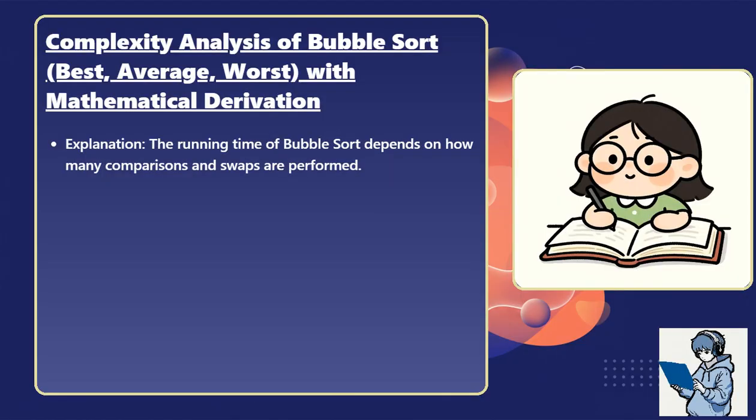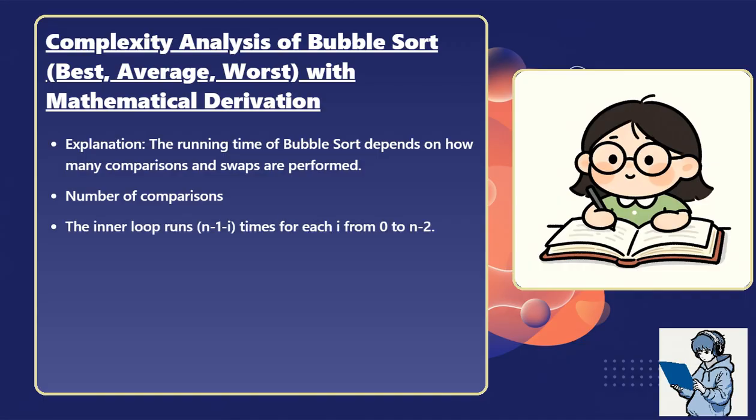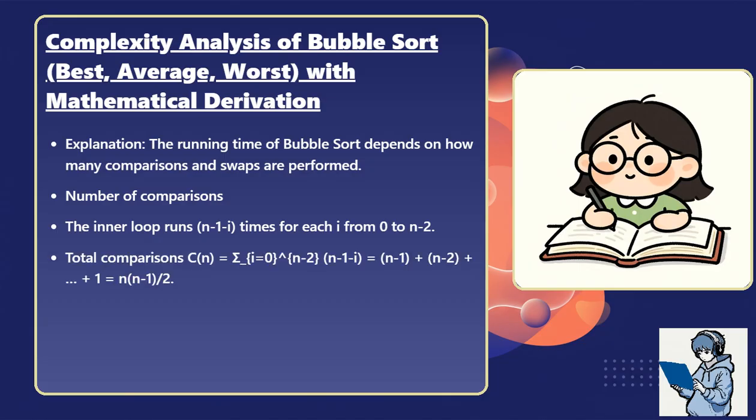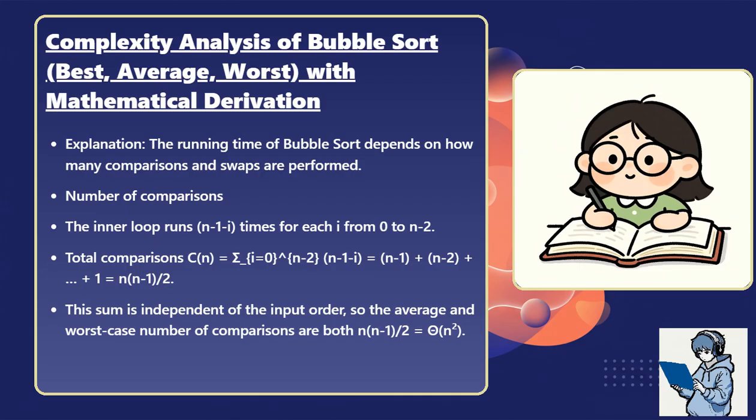Explanation: the running time of bubble sort depends on how many comparisons and swaps are performed. Number of comparisons. The inner loop runs n-1 minus i times for each i from 0 to n-2. Total comparisons C(n) equals the sum over i equals 0 to n-2 of (n-1-i), which equals (n-1) + (n-2) + ... + 1, which equals n(n-1)/2. This sum is independent of the input order, so the average and worst case number of comparisons are both n(n-1)/2, which is theta of n squared.